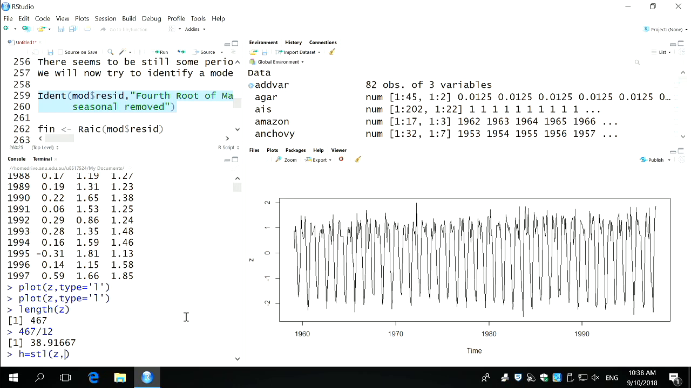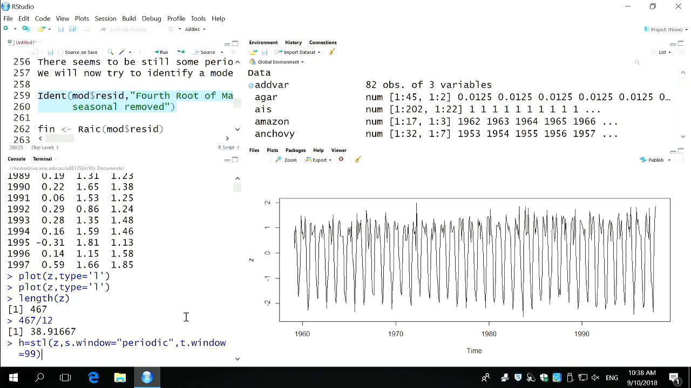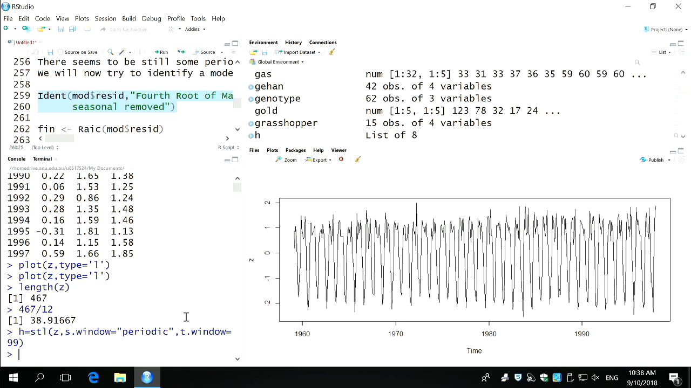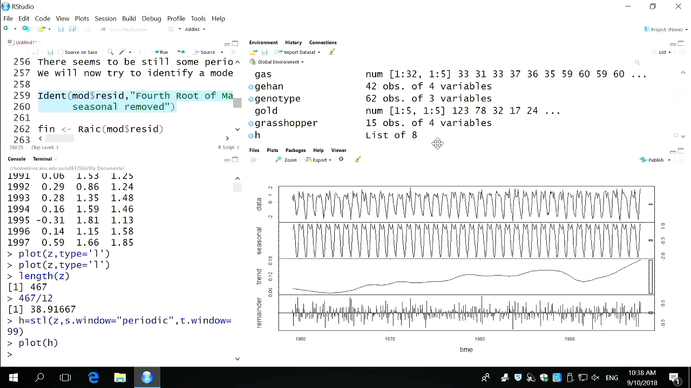So let's use H equals STL of Z, S dot period equals true, S dot window equals periodic. What am I doing? T dot window equals, I don't know, 99. Let's plot that. Plot H. I'm going to have to resize my window like crazy.